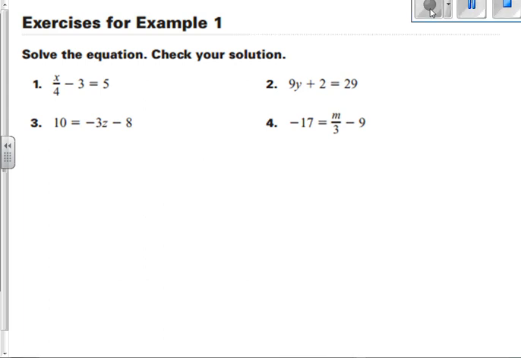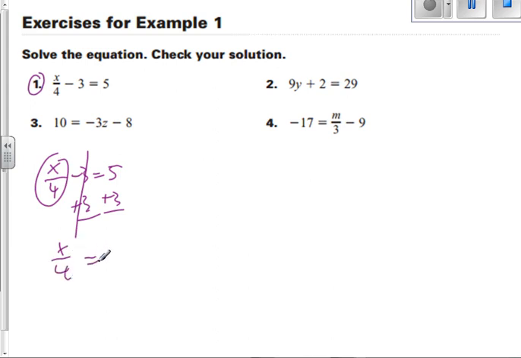All right, so we're going to look at number 1 real quick. So let me work through it real quick. So I have x over 4 minus 3 is equal to 5. I'm going to add 3 to both sides. Okay, the 3's on the left will cancel. I am left with just x over 4 is equal to 5 plus 3 is 8. And then I'm going to multiply both sides by 4. The 4's on the left will cancel, basically equal 1. And I'm left with just x is equal to, and then 8 times 4 is 32, okay?